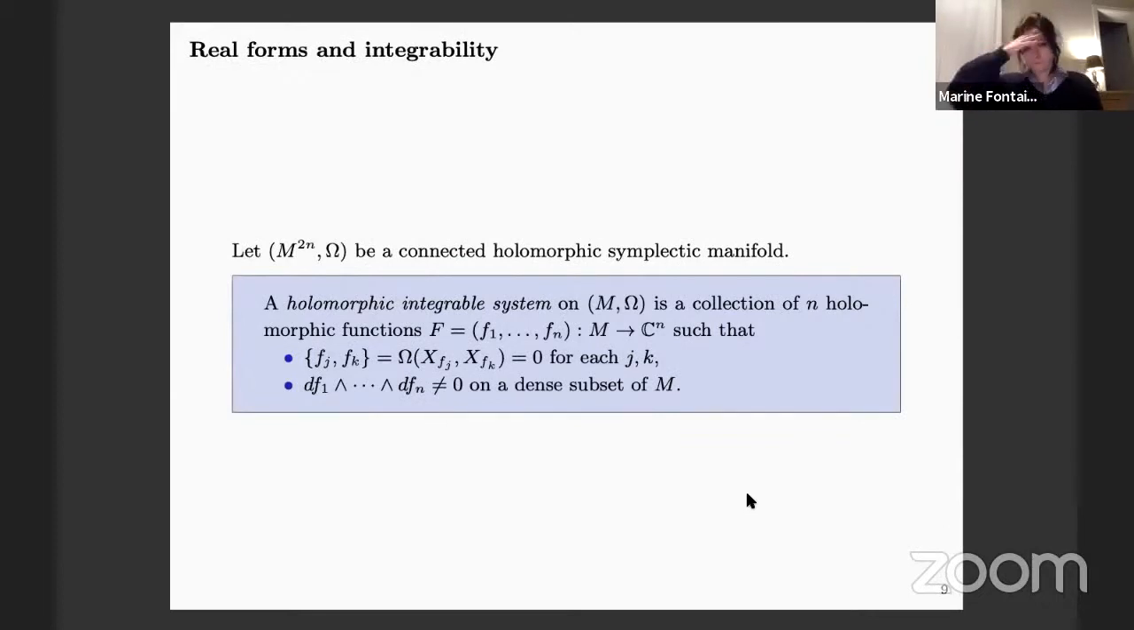And when you have a holomorphic system, usually we think of F1 as being the Hamiltonian H, and the other F_i's are the integrals. So these are quantities that are constant along the motion of H. So sometimes we call F1 the Hamiltonian, and the others first integrals of H.